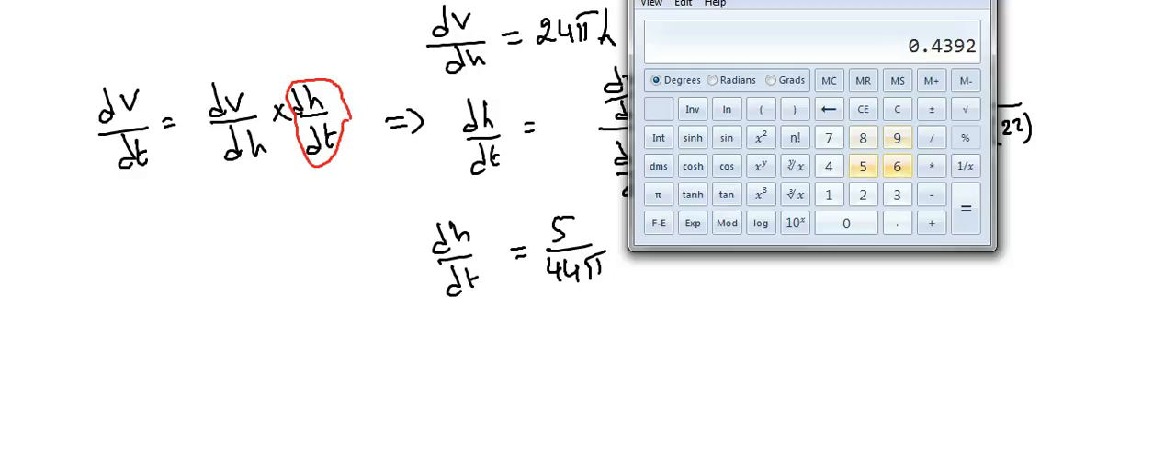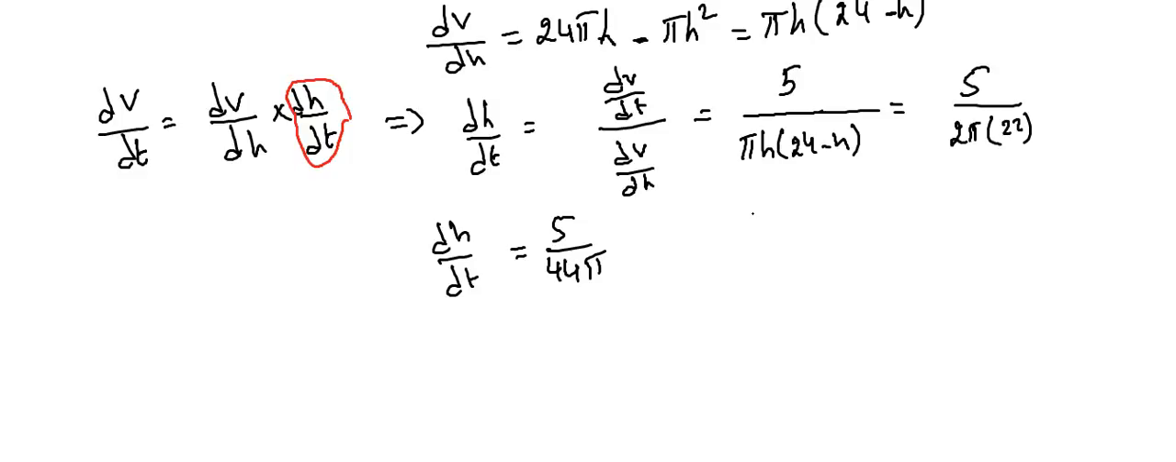So it's 5 divided by 44 times pi, 3.14, and the final answer will be 0.0361, approximately 0.036. It's height, so it's inches per time, seconds, right? It's inch per second. This is part A. Let's go to part B and check.